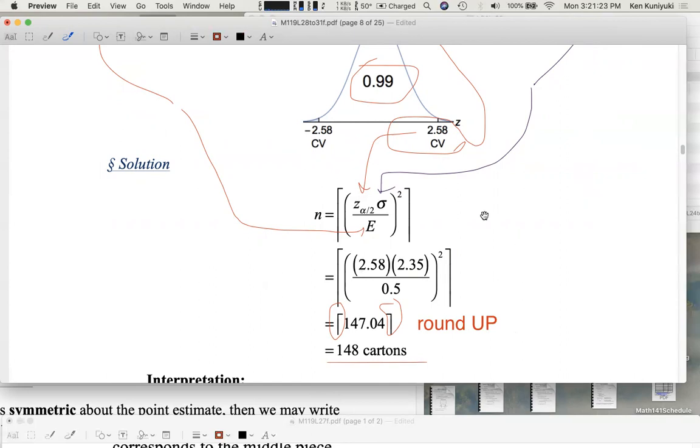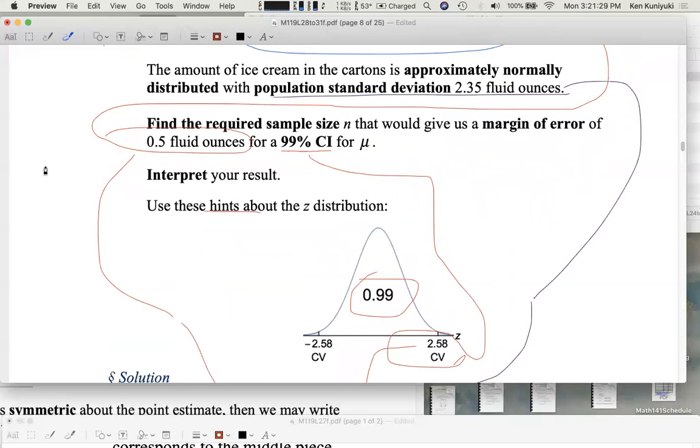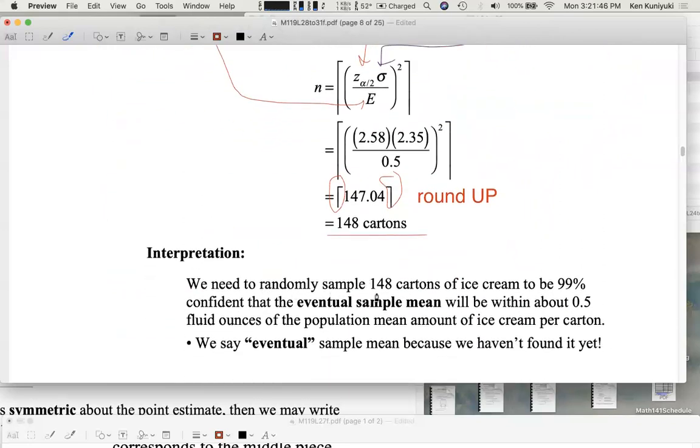If we want to be guaranteed a 99% confidence interval for mu, where the margin of error is 0.5, so it's exactly 1 fluid ounce wide total, right? 0.5 is the half width, the margin of error here. We're going to need about 148 cartons. Here's the interpretation: we need to randomly sample 148 cartons of ice cream to be 99% confident that the eventual sample mean will be within about 0.5 fluid ounces of the population mean, mu, the population mean amount of ice cream per carton.